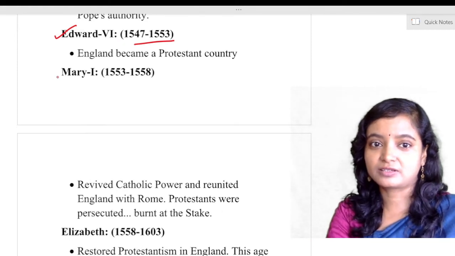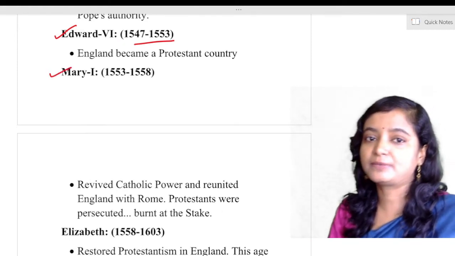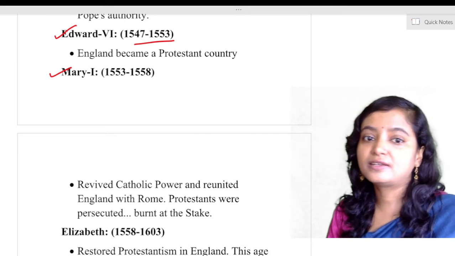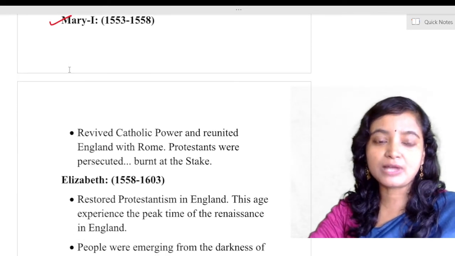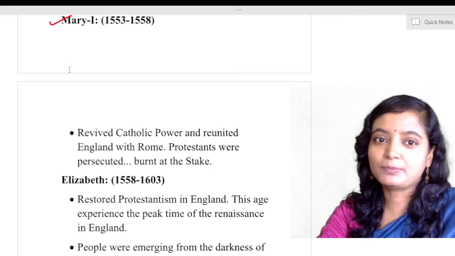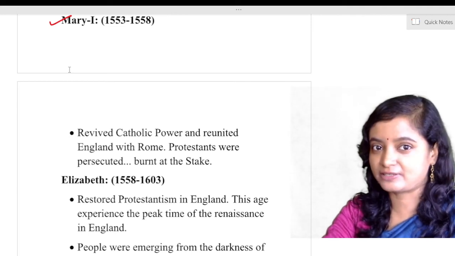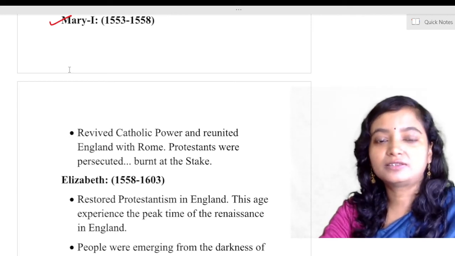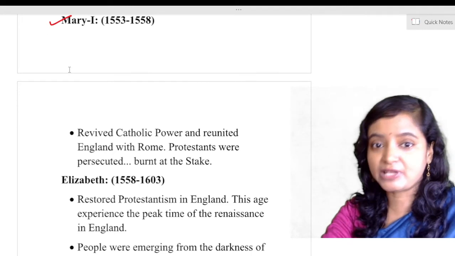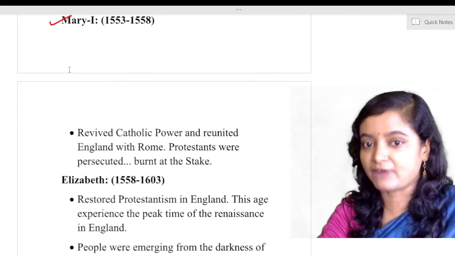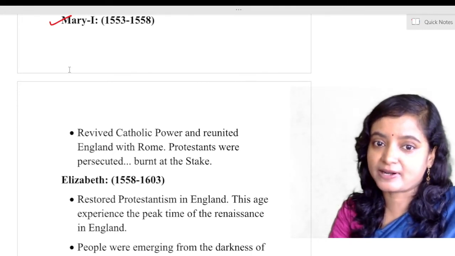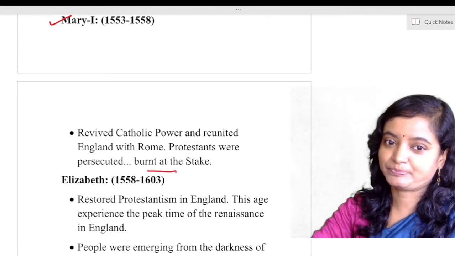Mary the First, after Edward VI died, Mary became the queen. She revived Catholic power and reunited England with Rome. So Mary was totally Catholic in spirit. She reunited the union that was breached during the time of Henry-VIII. Mary revived that, and Protestants were persecuted and burned at the stake.